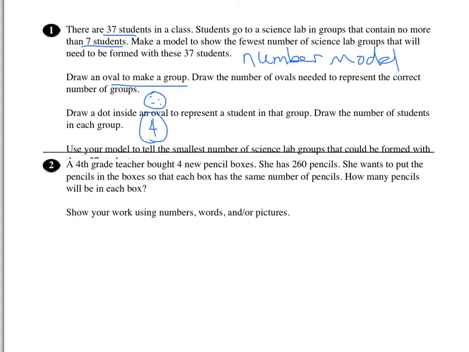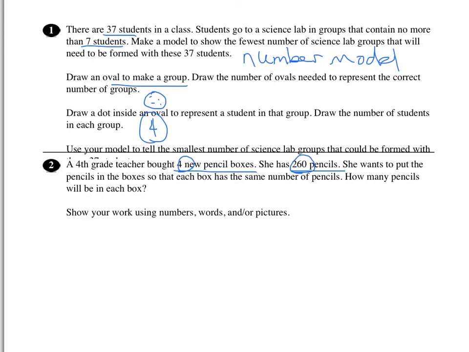For problem number 2, looking at a teacher buying pencils in bulk. So there's 4 new pencil boxes, having a total of 260 pencils. But she wants to make sure that each box has the same number. So she wants to box up her pencils. Again, think about the number model. This should be your dividend. This should be your divisor.